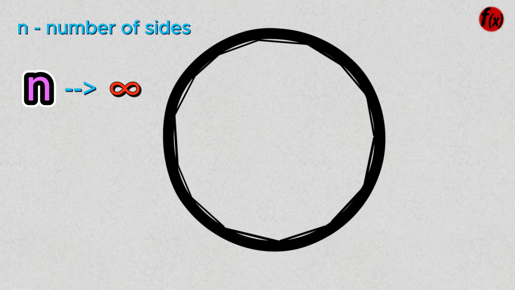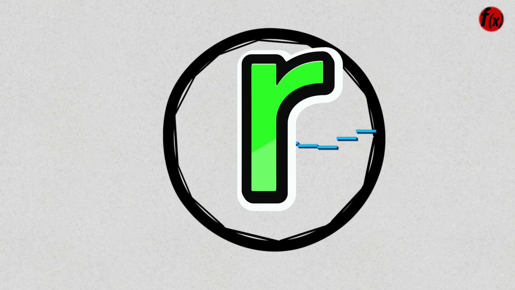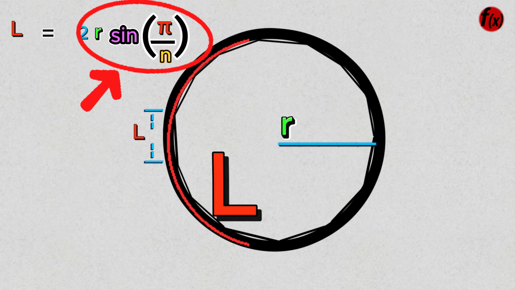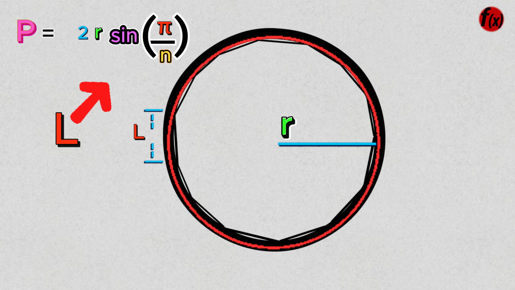Mathematically, we can express this as a limit. Let's denote the radius of the circle as r. A regular n-sided polygon inscribed in the circle will have each side length given by 2r sine pi over n. The perimeter P of the polygon is n times 2r sine pi over n.